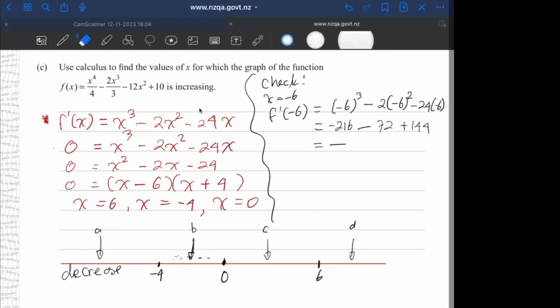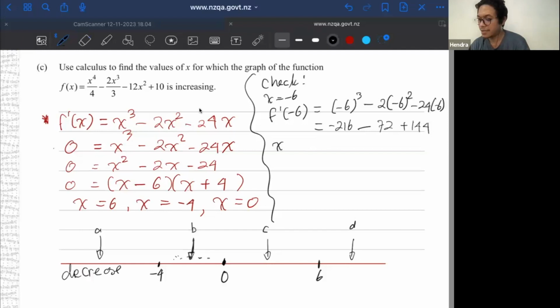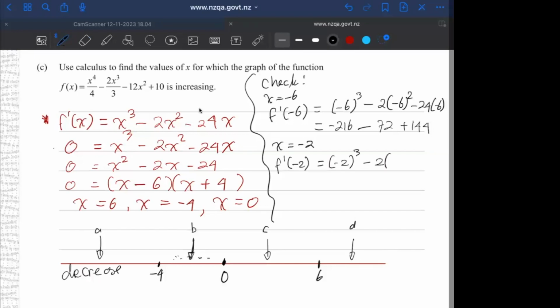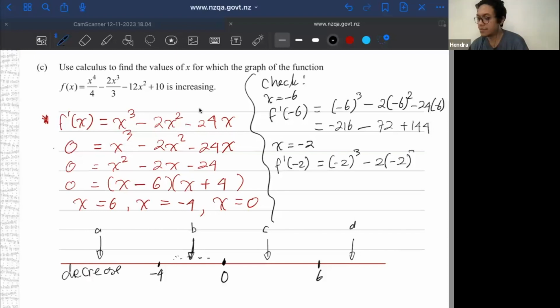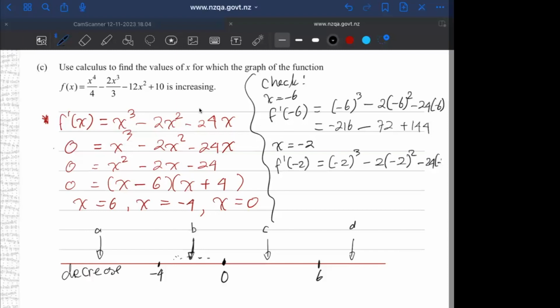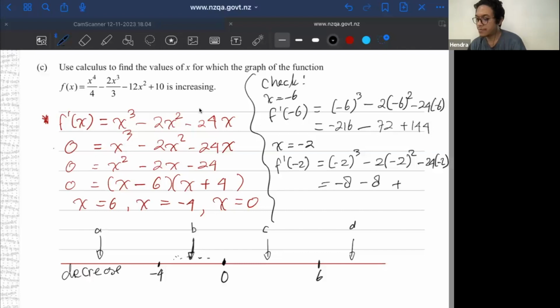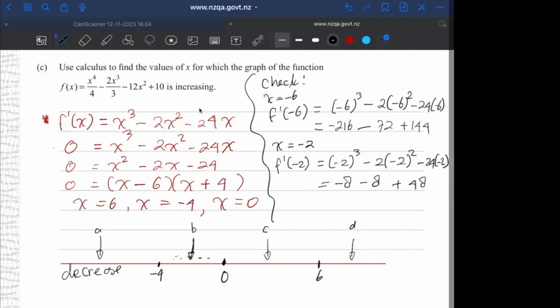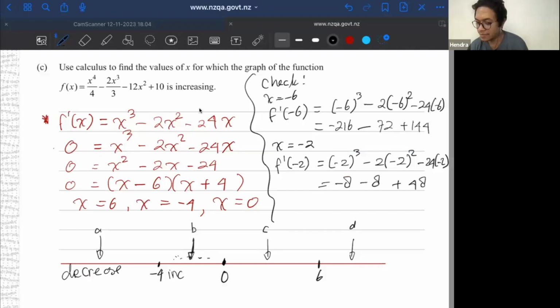What number do you want? -2. X is -2. Then f prime of -2 will be -2 cubed, which is -8, minus 2 times -2 squared, minus 24 times -2, which is plus 48. So it is positive. So this is increasing.